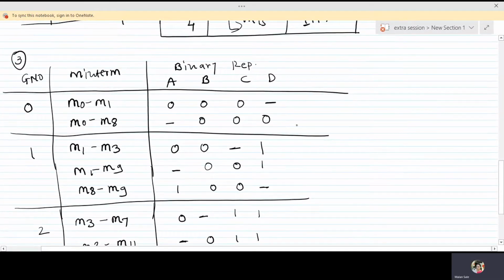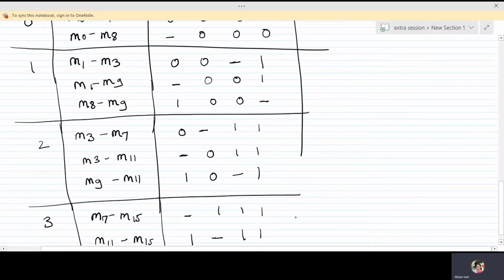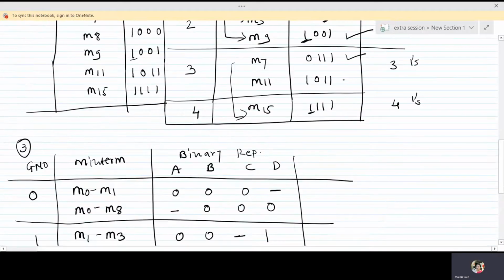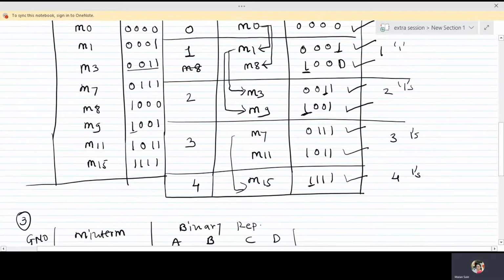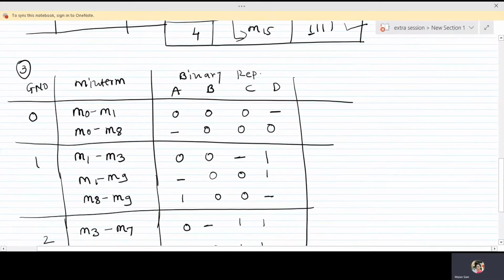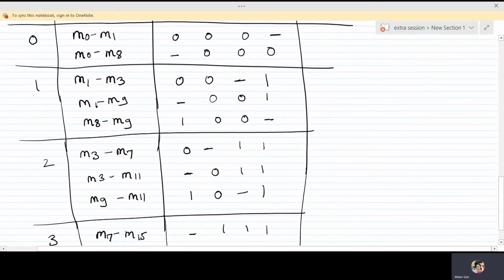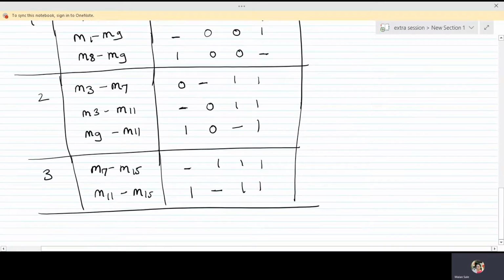This is the third step we have done. As M7, M11 and M15 are there in the grouping, we have made a tick mark in front of these. If there is no tick mark in front of any minterm, then that minterm should be carried forward as it is into the next step. Similarly, if there is no tick mark in the third step, then that minterm will be carried forward into the fourth step and into the prime implicant table.